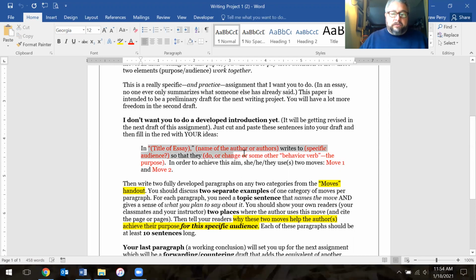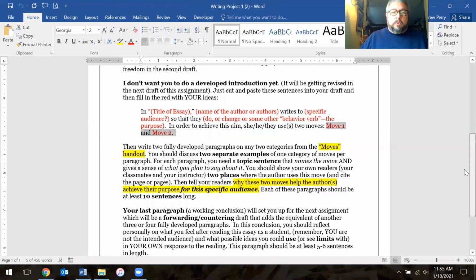What you see in red is simply fill in the blanks, okay? So you would say in whatever article you have chosen from the 2 articles we've read, and the name of the author, in such and such an article, so-and-so writes to, and you will name the audience, so that they do or change some behavior verb, in other words, what the purpose of their paper is. In order to achieve the same, they use 2 moves, move 1 and move 2. Now, this is where some students get a little bit confused. The moves there are from the moves handout, which we're going to look at together in just a minute.